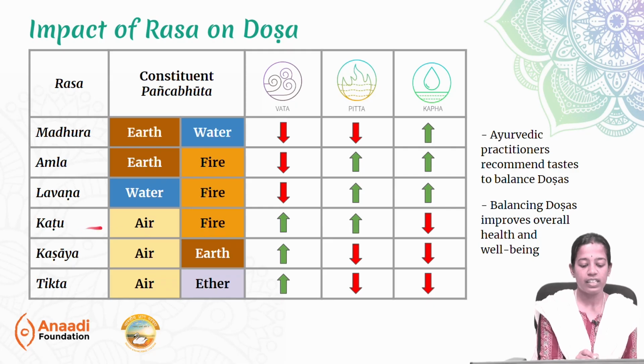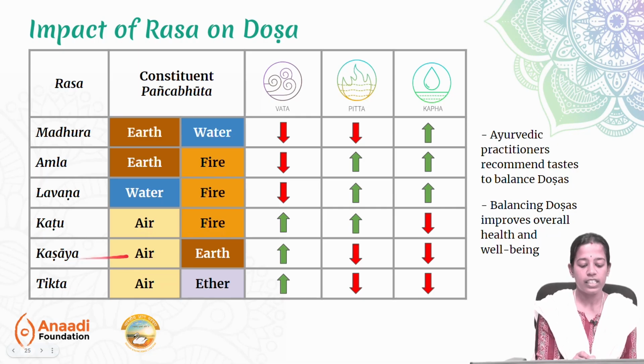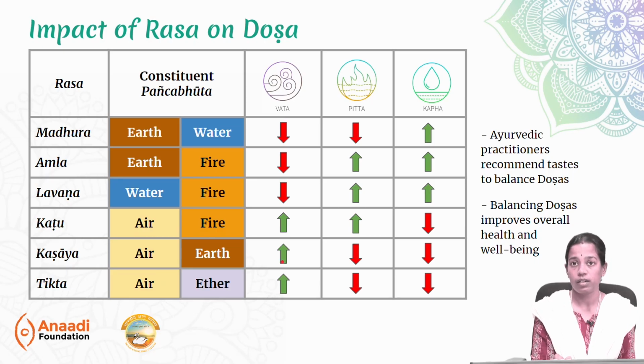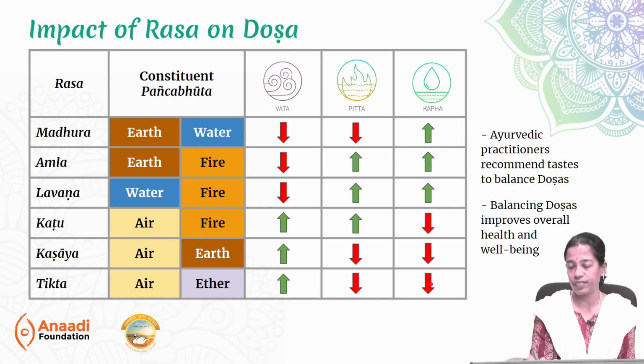The Katu rasa is made of air and fire element. So, one can easily map that it will aggravate the vata dosha, it will aggravate the pitta dosha, while it will have little or no effect on the kapha dosha. Kashaya is made of air and earth element, hence it increases the vata dosha while it balances or alleviates the kapha and the pitta dosha. Tikta is made of air and ether, hence vata again is aggravated while pitta and kapha are alleviated.